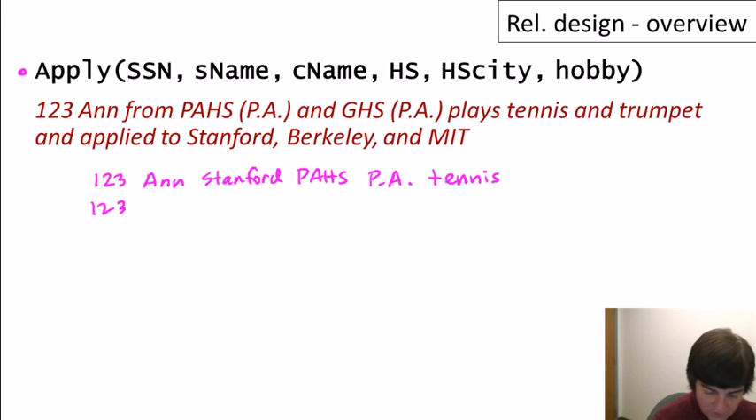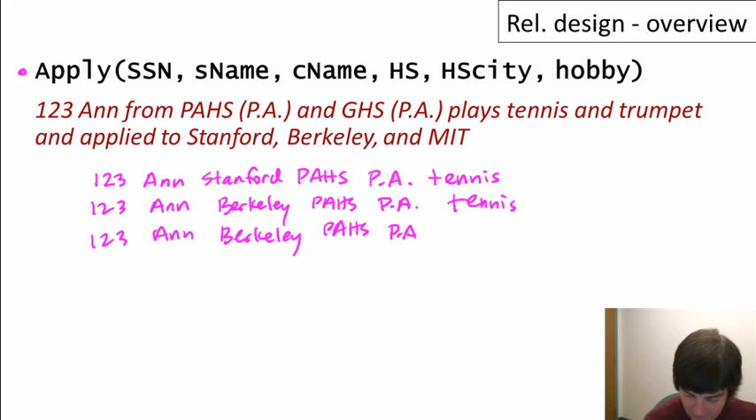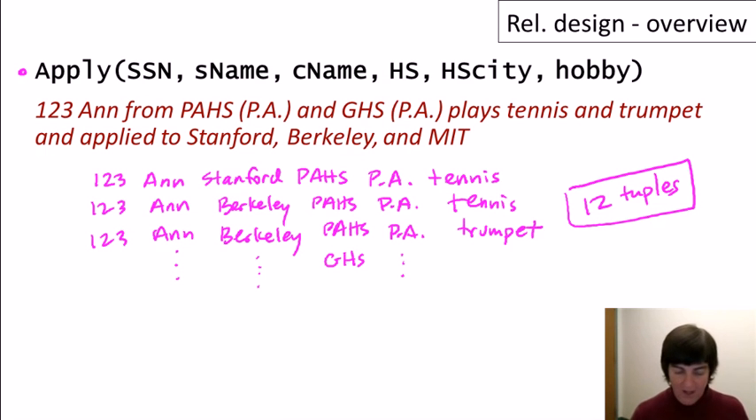And then we also have 123, Anne. She applied to Berkeley and went to Palo Alto High School in Palo Alto and tennis there as well. Of course, she also has a tuple representing the fact that she's applying to Berkeley, and we'll stick with Palo Alto High School, and she played the trumpet. And as you can see, we'll have more tuples. We'll have various Stanford and Berkeleys. We'll have some for her other high school. It's called Gunn High School, also in Palo Alto, and so on. So if we think about it, we will need a total of 12 tuples to represent this information about Anne.